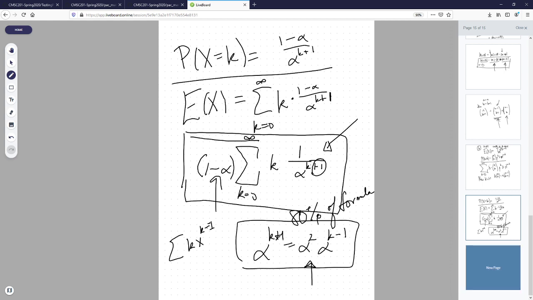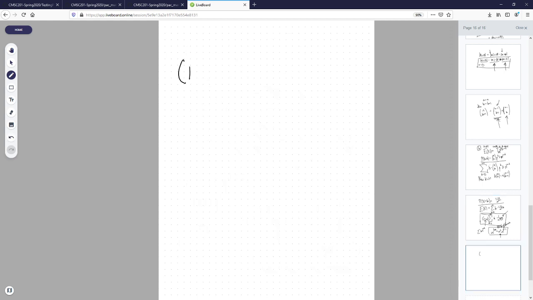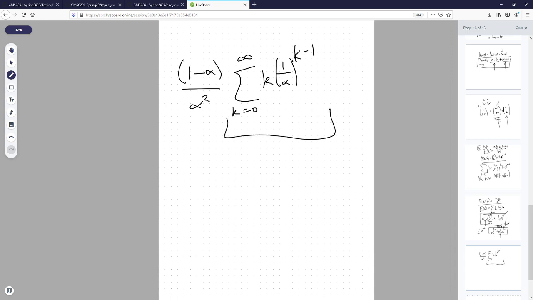And so if you do this, then you're going to end up with 1 minus alpha times, let's see, I think you factor out an alpha squared for the denominator, divided by alpha squared, times the sum of k equals 0 to infinity of k, and then 1 over alpha to the k minus 1 power. And so then this is the hint from part A.